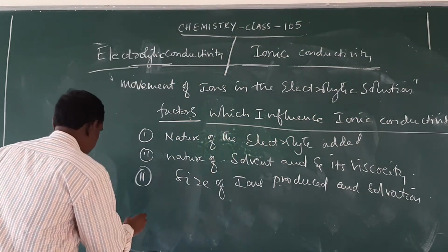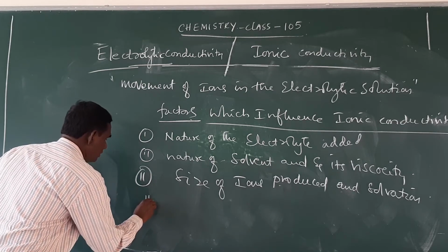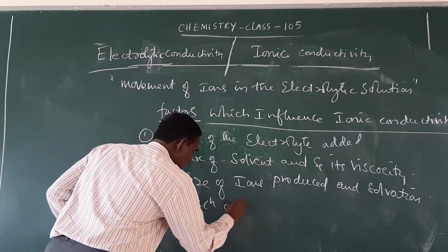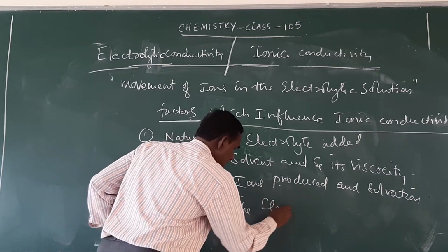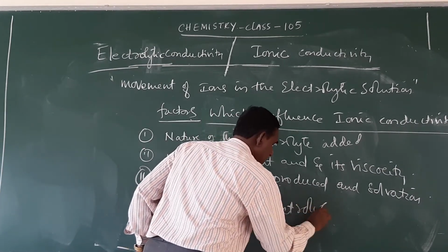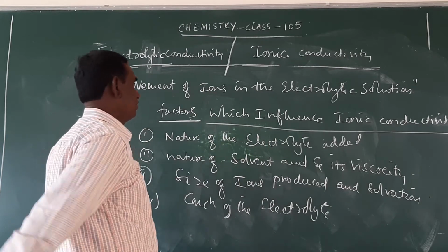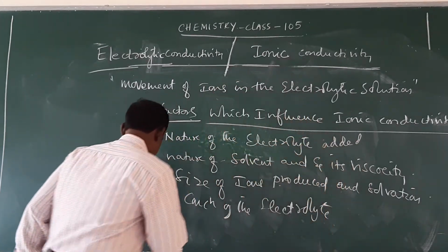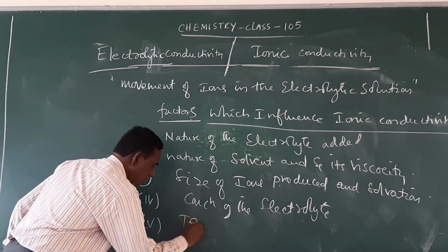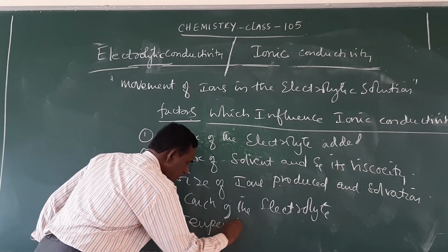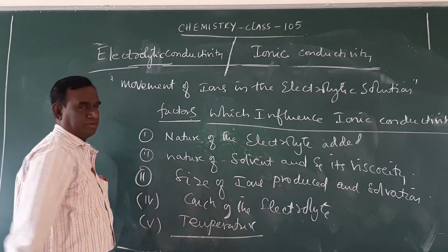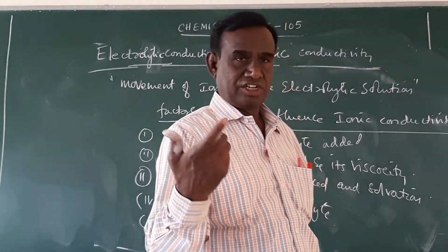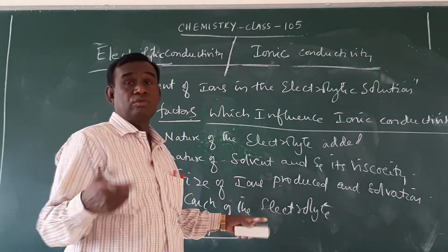Next, number 4, that is the concentration of the electrolyte. How much concentration of the electrolyte are you going to dissolve in the solution? And the fifth one is temperature. If you take the temperature factor, as the temperature increases, undissolved salt will be dissolved.